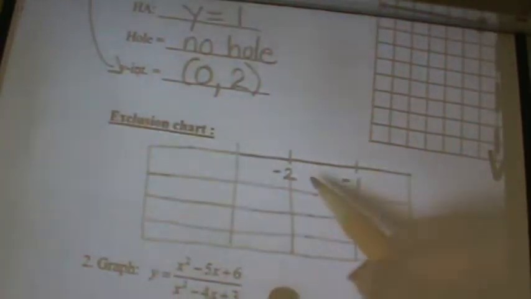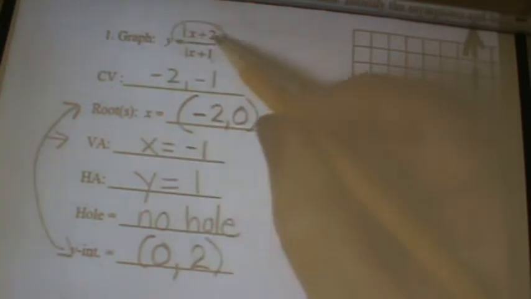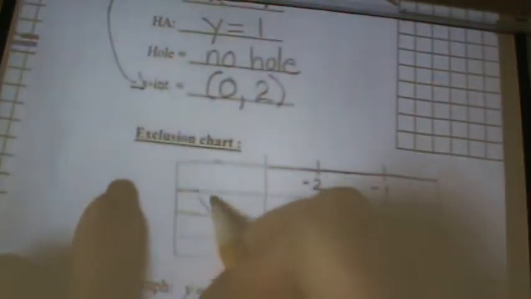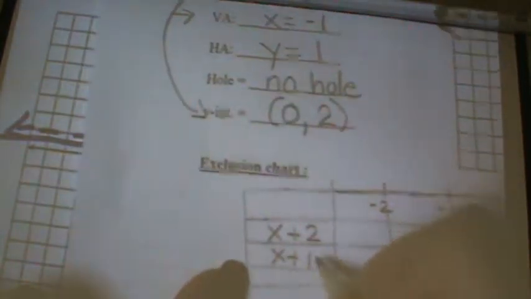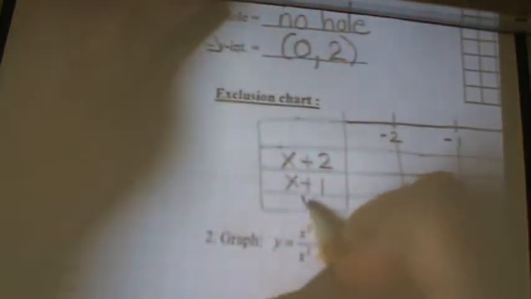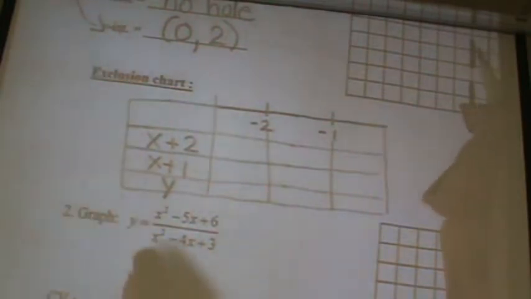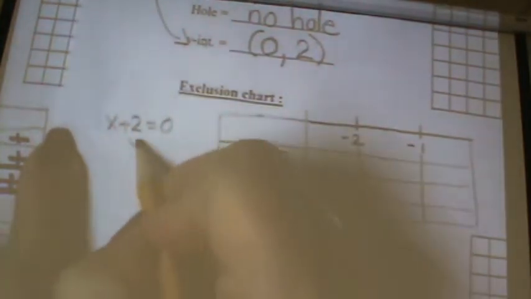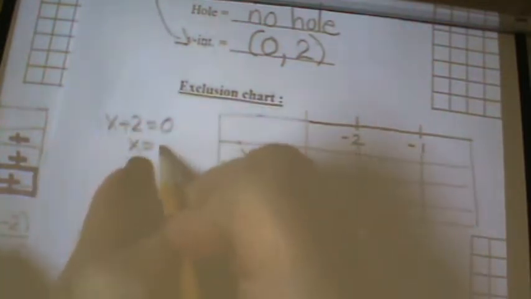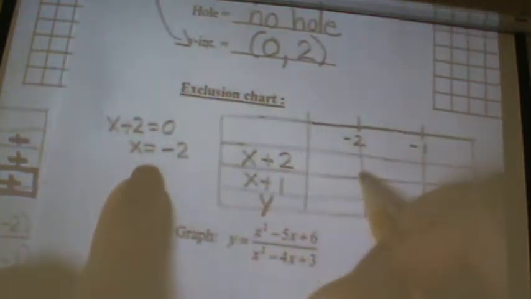Okay, so negative 2 and negative 1 are your critical values. Something's gonna happen here. Take this chart and put x plus 2 here. You're gonna put x plus 1 here. And then you're gonna put y. Now, if I set x plus 2 equal to 0 and solve for x, where does this make sense? When x is negative 2.